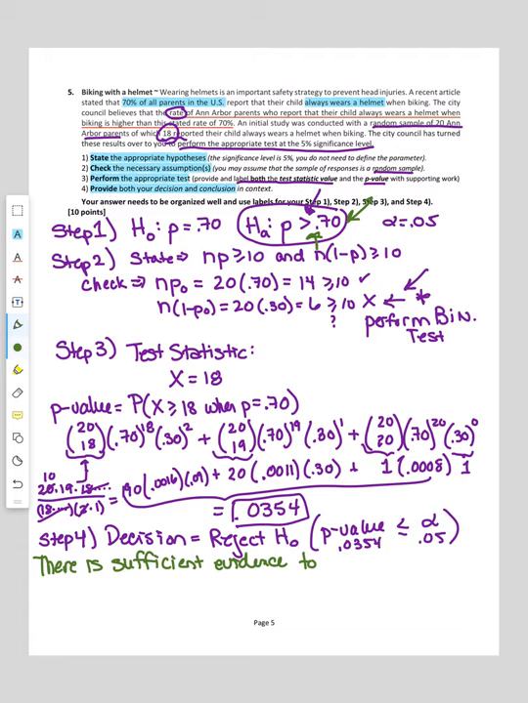Sufficient evidence to say what? To say the population proportion of all Ann Arbor parents who report that their child always wears a bike helmet when biking is greater than 70%.